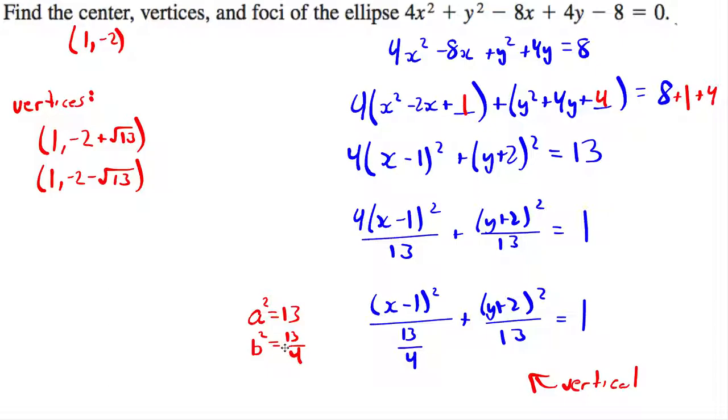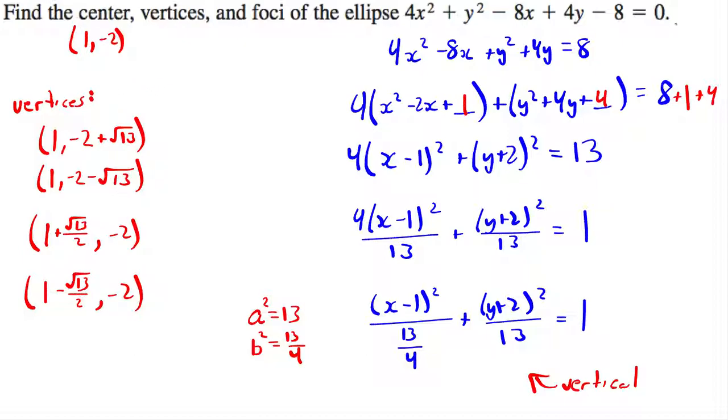Similarly, we're going to do that to B. So along the x-axis, it's going to be 1 plus the square root of 13 over 2, comma negative 2, and then 1 minus the square root of 13 over 2, comma negative 2. How did I get this 2? Well, the square root of 4 is 2. We leave the square root of 13 as the square root of 13 because we can't take the square root of a non-perfect square and get an integer value. So we just leave it like that. So there are the vertices.